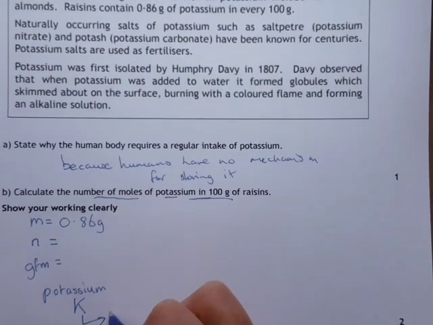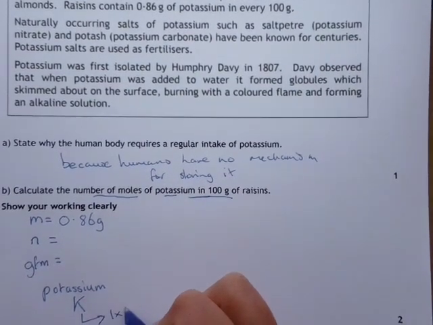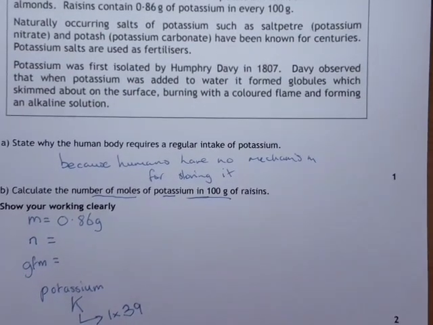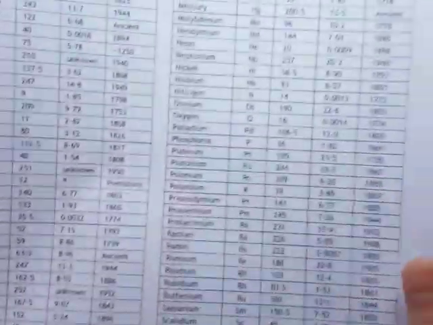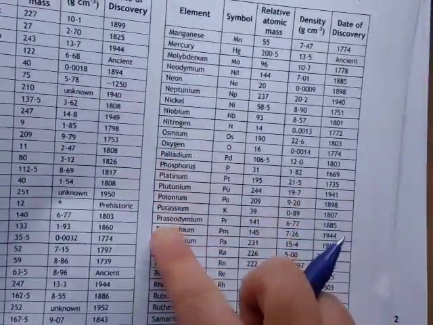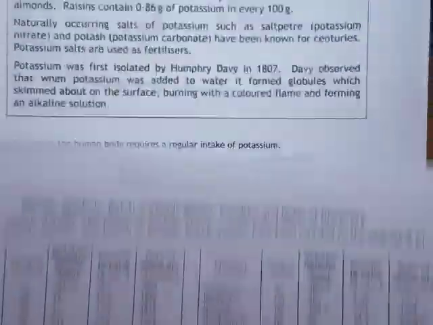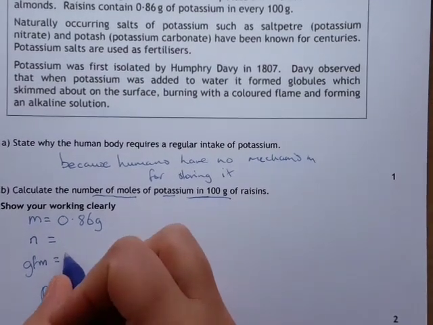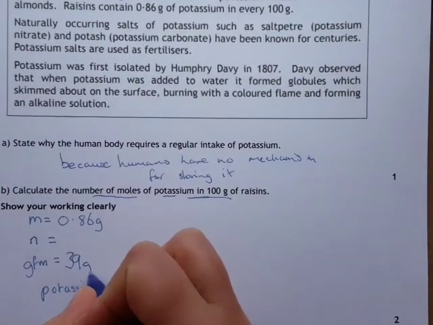So we just need to do 1 times the GFM of potassium, which is, sorry, the relative atomic mass of potassium, which is 39, and that just comes from page 7 in your data book here. So if you looked for the GFM, or if you tried to calculate the GFM of potassium, that would come out as 39. The difficult bit of that question was figuring out what information you needed to use. So our GFM of potassium is 39 grams per mole.